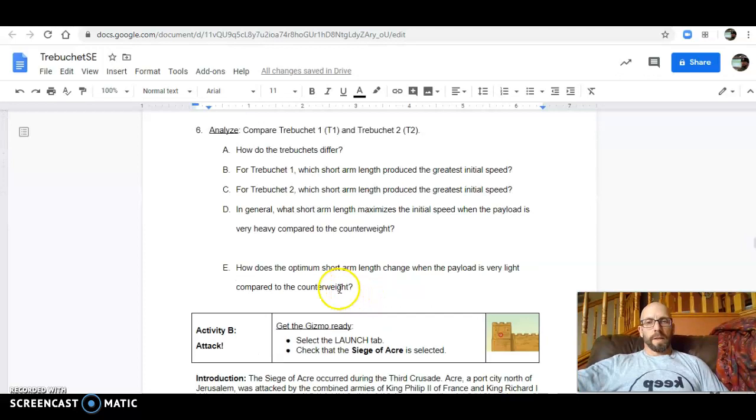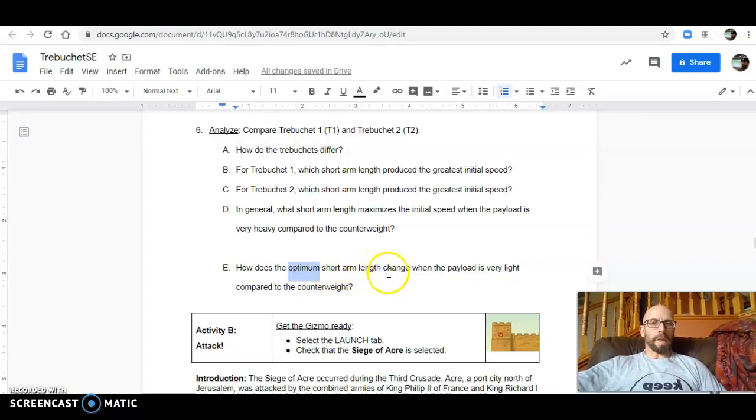And then finally, how does the optimum, which means the best short arm length, change when the payload is light compared to the counterweight? So payload meaning whatever rock they're throwing. If that's light and the counterweight's heavy, or the payload is heavy and the counterweight is light, what's the best combination of those in relationship to the short arm? So that one's a pretty tricky question. I might even make this one a bonus question here. And then we'll be moving on to activity B after that.